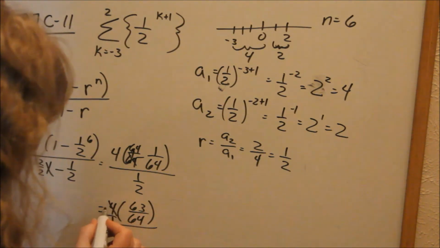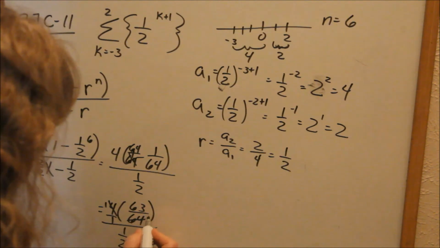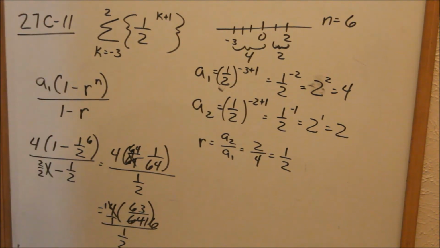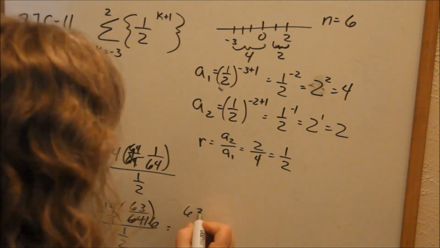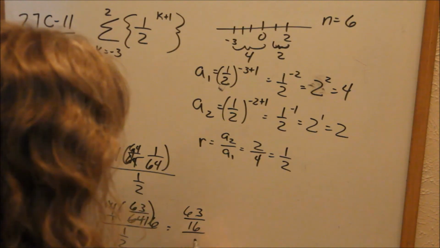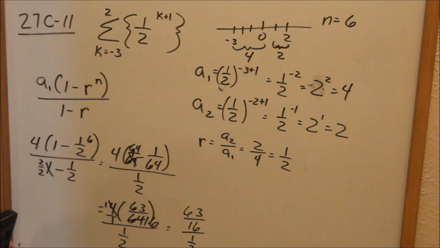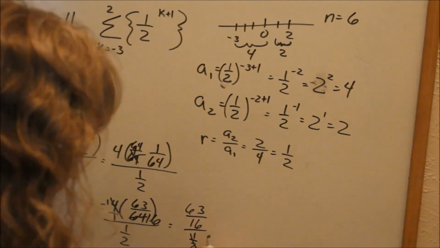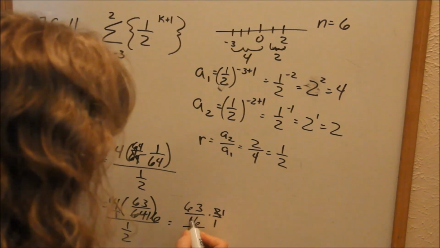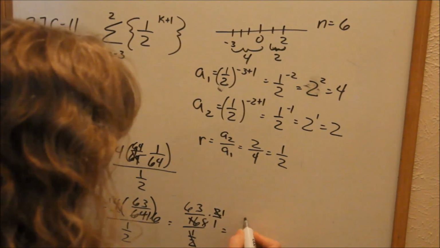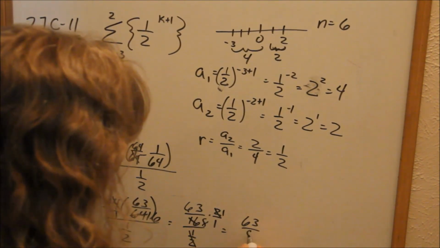This will reduce, that 4 becomes a 1, and I'm pretty sure that's 16. I'm going to double check myself. Yep. So now in the numerator I have 63 over 16 all over 1/2. A fraction divided by a fraction. Flip the second and multiply. So that becomes times 2 over 1. Reduce the 2 and the 16. And then you end up with 63 over 8.